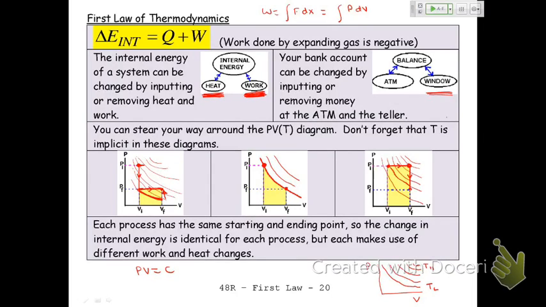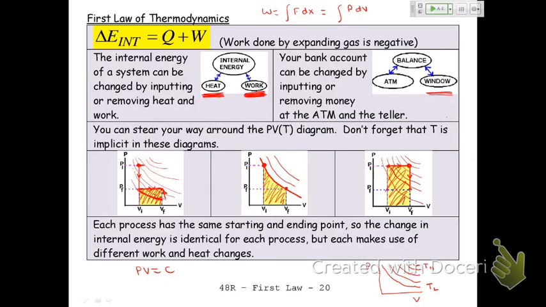Okay with that? Remember, it's not VdP, it's PdV. And on this diagram, that means that the work done is the area under the graph. And you can see that there are 3 different amounts of area under the graph. And that means that 3 different amounts of work was done on the gas. A little bit, a bit more, a lot.